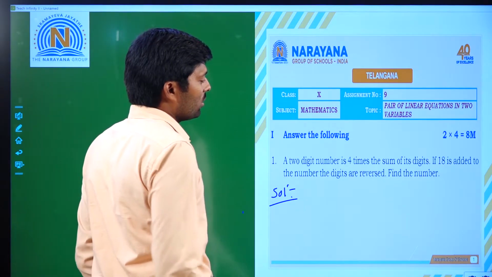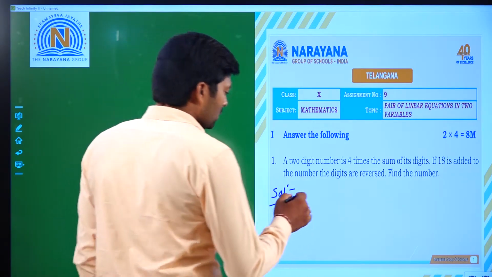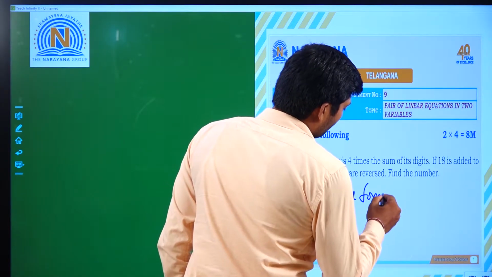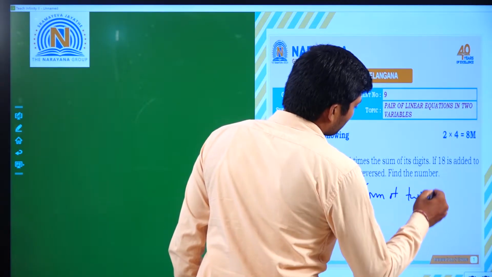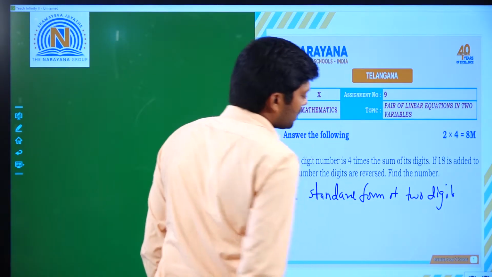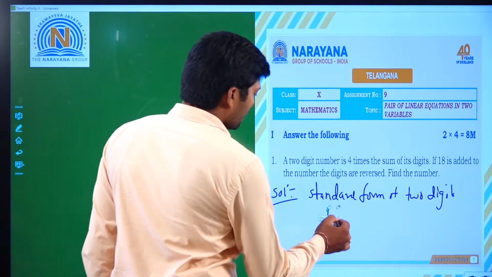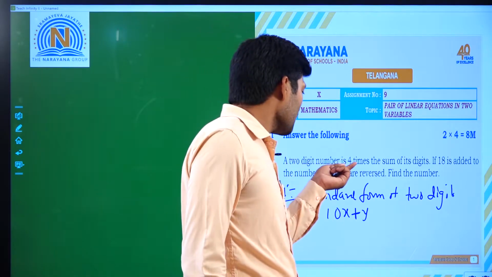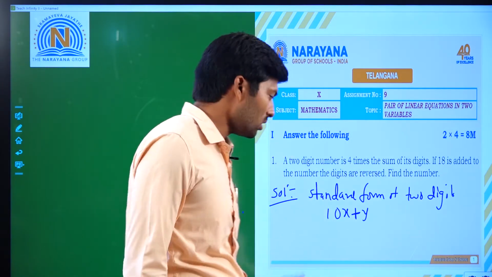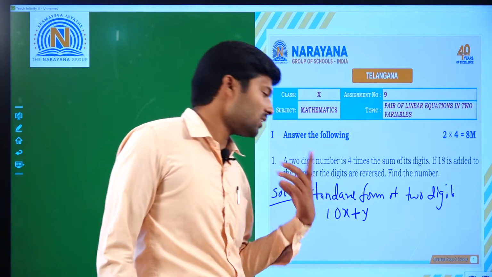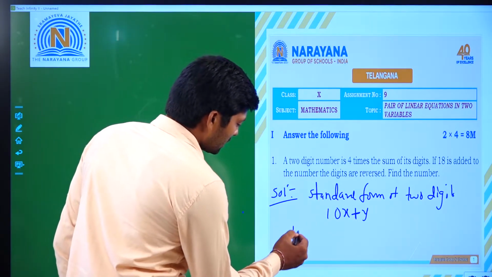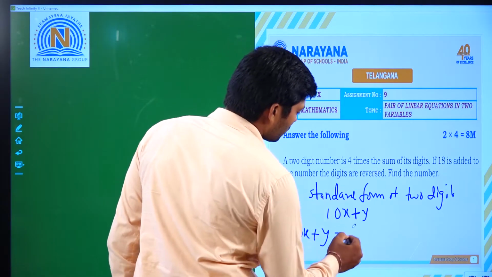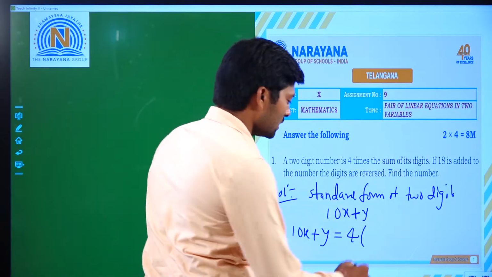A two-digit number. What is the standard form of a two-digit number? The standard form of a two-digit number can be written as 10x plus y. And a two-digit number is 4 times the sum of its digits. What are the two digits? The unit place is y and the tens place is x. So it can be written as 10x plus y. The two-digit number is 4 times the sum of its digits, that is x plus y.